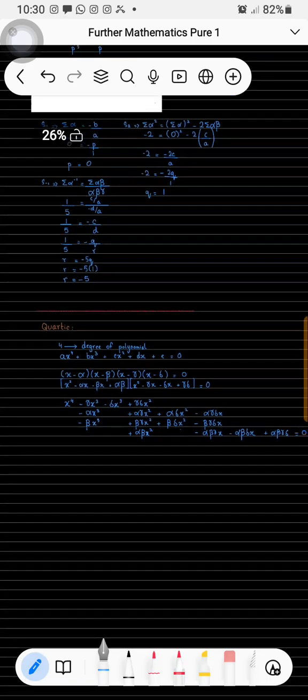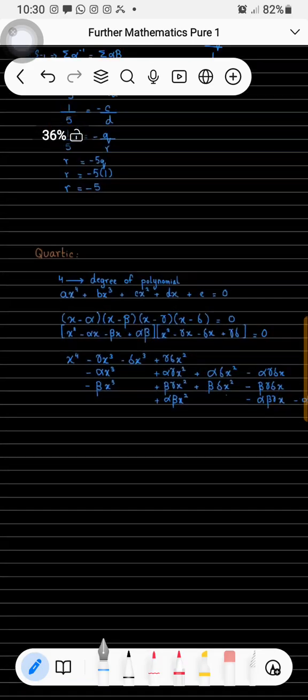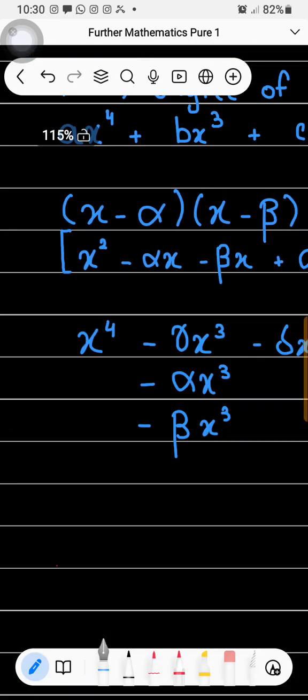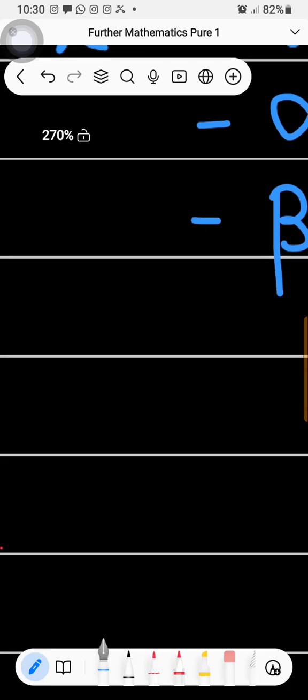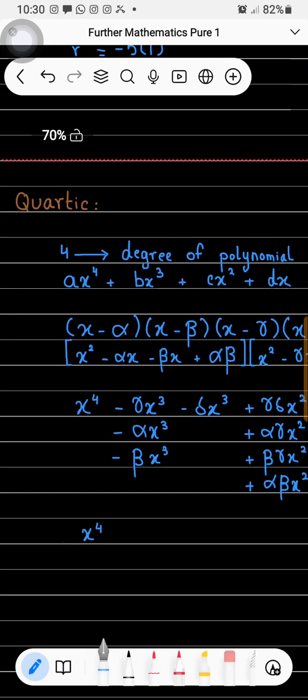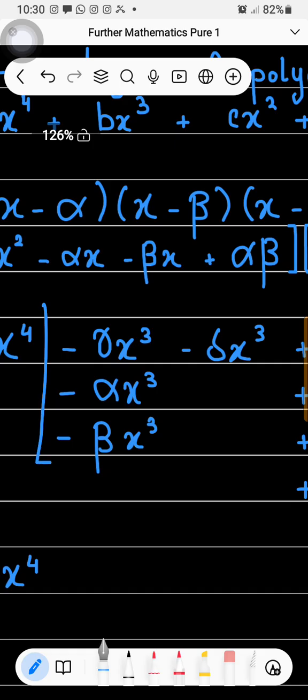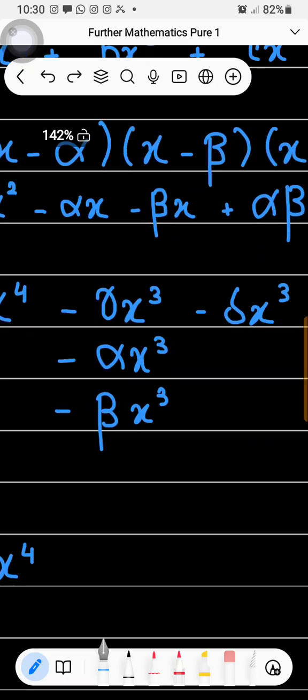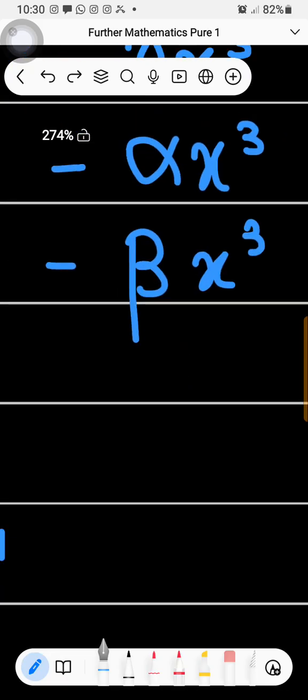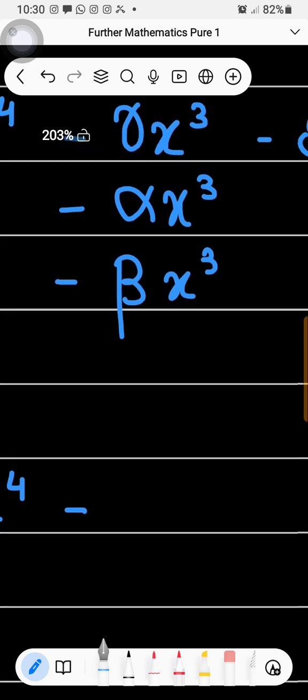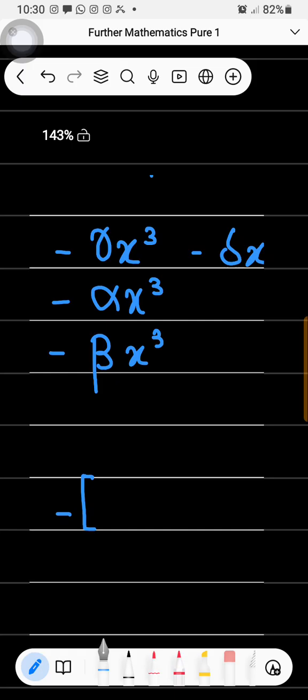We will look for the term with x power 4. The x power 4 is alone, so we will write x power 4 here. Now we will look for x cube. So this section is for x cube. Now we will write, we can take minus common and x cube common. So let me write minus here. I will take a bracket.